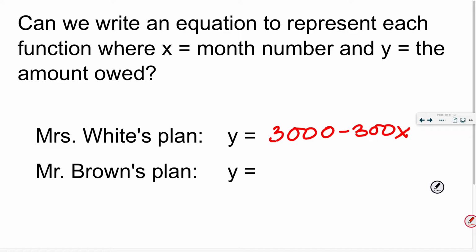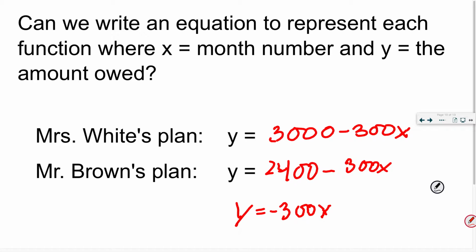Good. So what about Mr. Brown's plan? You can use the same format as Mrs. White's. Just use the values from Mr. Brown. 3,400 minus 300x. Okay. What if I wrote it like this? Is that the same thing?